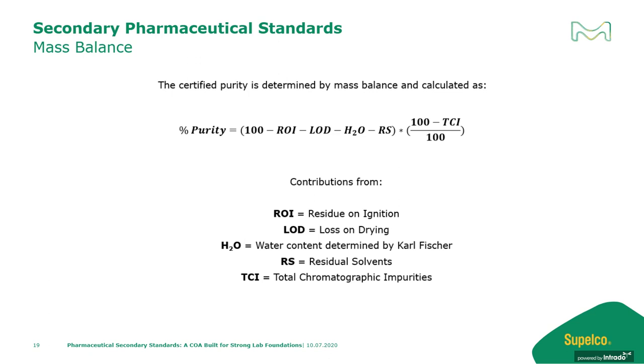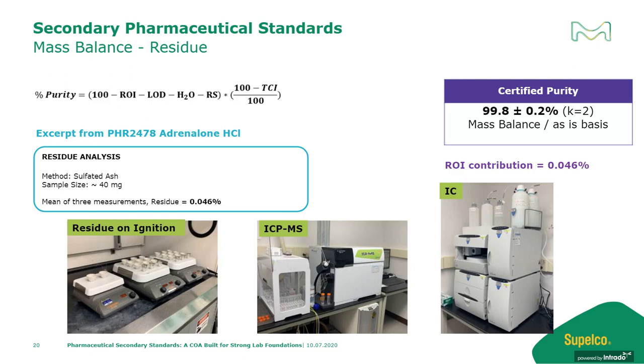Next, I'm going to go through an example of how each contribution is measured and how it factors into the final mass balance. First, we will consider residue on ignition for adrenaline hydrochloride. I'd like to say that each area circled in blue is a direct excerpt from the secondary standards COA. We have residue on ignition that was performed to determine the contribution of inorganic content in this particular PHR, 2478.